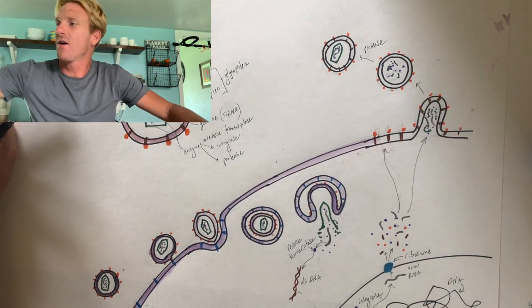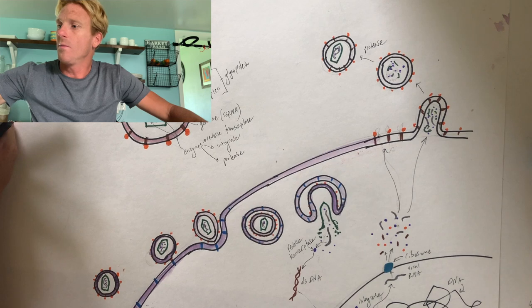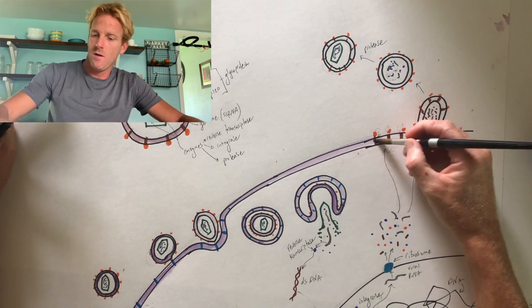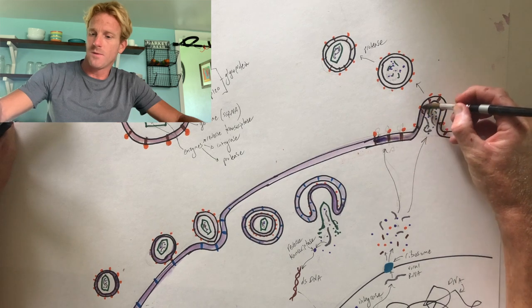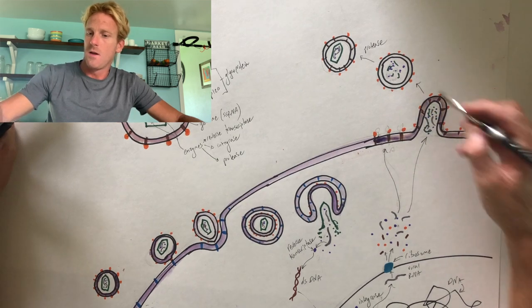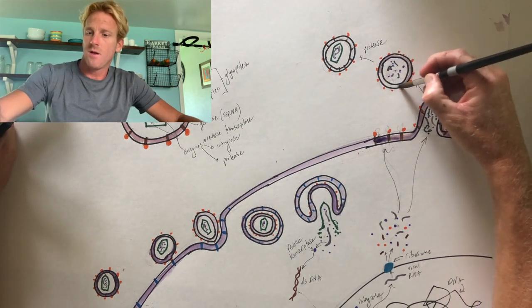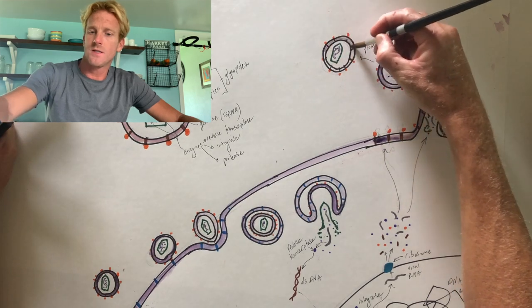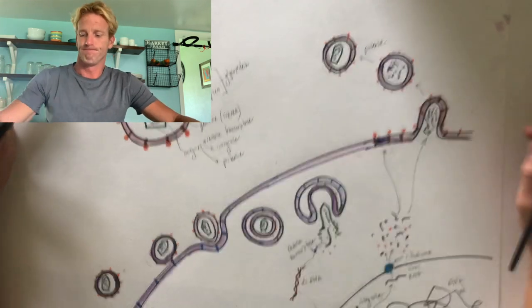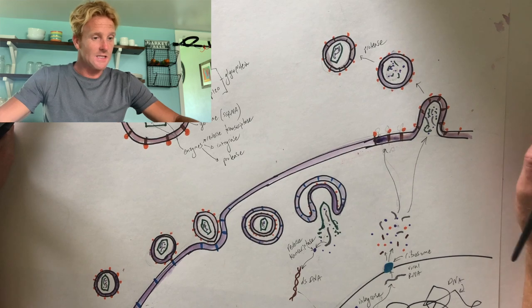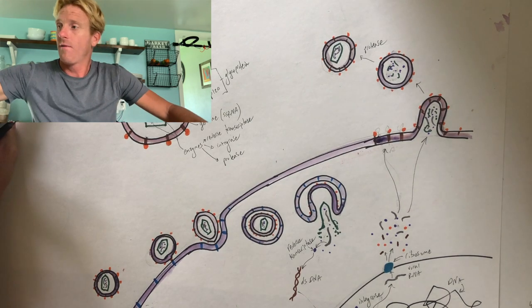Right, just to finish this off for completeness, we'll do a little purple cell membrane right here. So that represents purple cell membrane here, and then purple cell membrane here, which represents the viral envelope. And that is the life cycle of HIV.